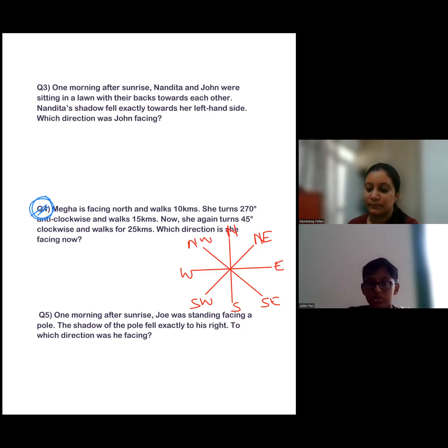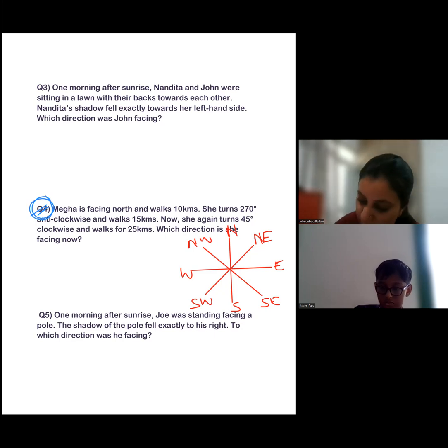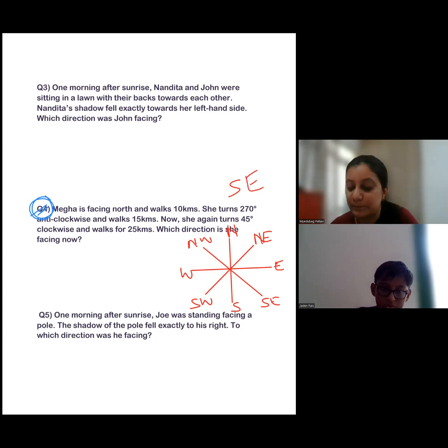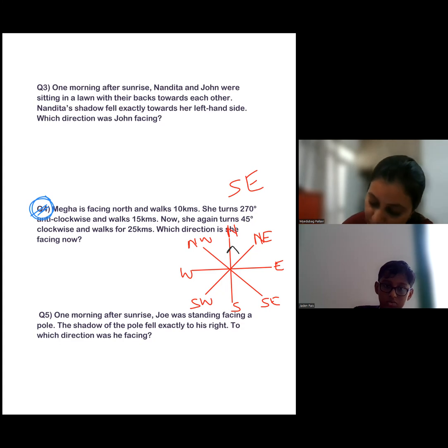Ma'am, is the answer southeast? Southeast you are getting? Okay, let's see. So Megha is facing north direction. So she's facing north. That means here. And walks 10 kilometers. Okay, so 10 kilometers she walks north.